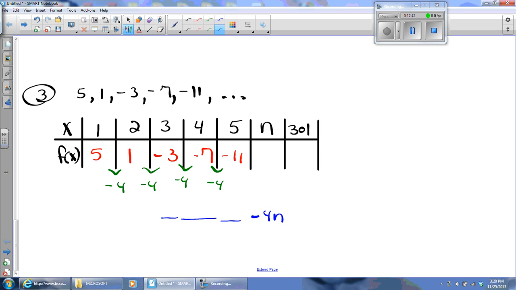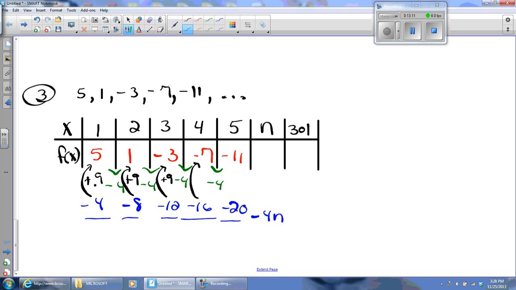Draw my comparison line. Plug in 1, 2, 3, 4, and 5, and I'll get -4, -8, -12, -16, -20. And then I'll say, how do I turn -4 into 5? I think I had 9. -8 plus 9 is 1. Looks like I'm adding 9 every single time. Okay, well, if I add 9 every single time, my formula must be -4n plus 9.